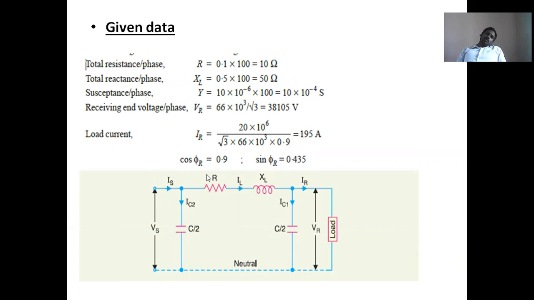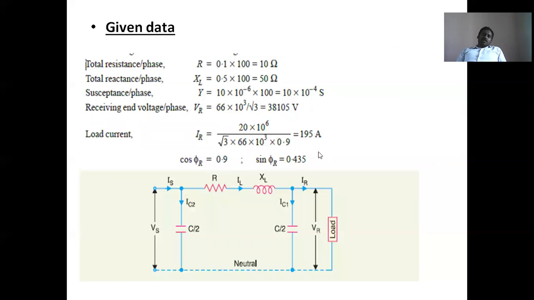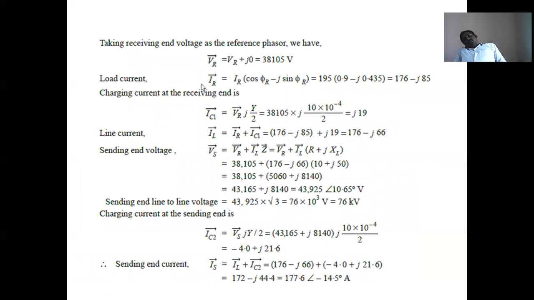Then cos phi R is equal to 0.9. So from this sin phi R is equal to 0.43. Power factor is given as 0.9. From this, first we have to calculate VR as the usual formula, VR per phase is 38,005 at angle 0. From this, IR is equal to, as the usual formula, IR into cos phi R minus j sin phi R, 176.9 minus j85. First IR is there, second IR is there.